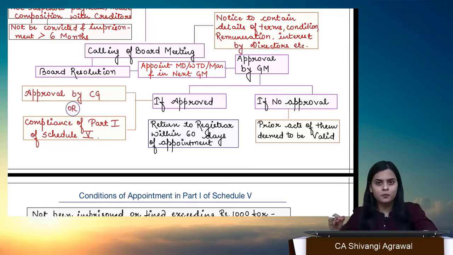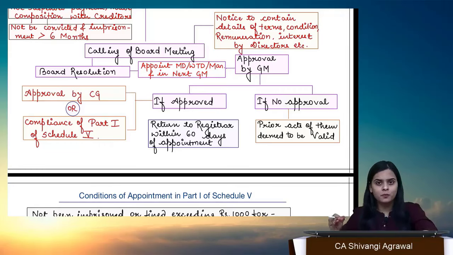How do we get approval by CG? For that, we file the form MR2. It has to be filed within 90 days of board resolution, and when we file that form, CG will either approve our appointment or it will reject our appointment. If we don't get the approval, then the person so appointed cannot continue as the managerial personnel.